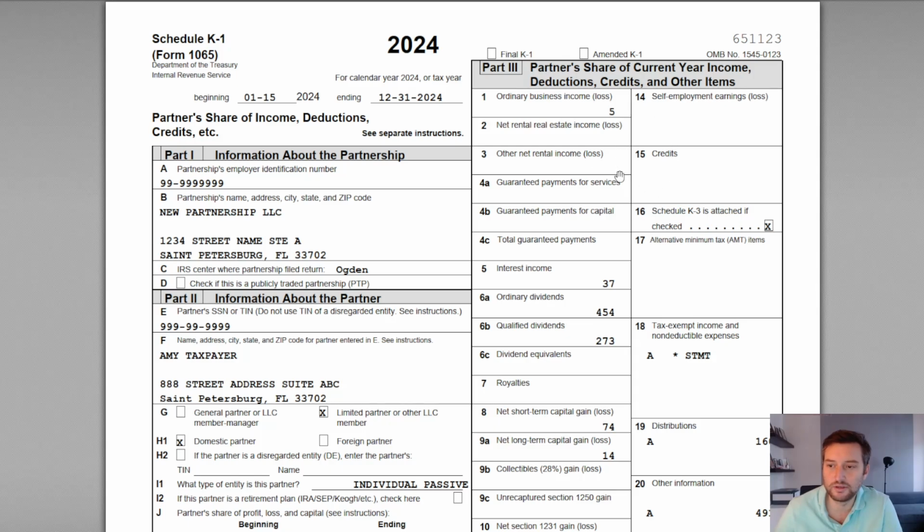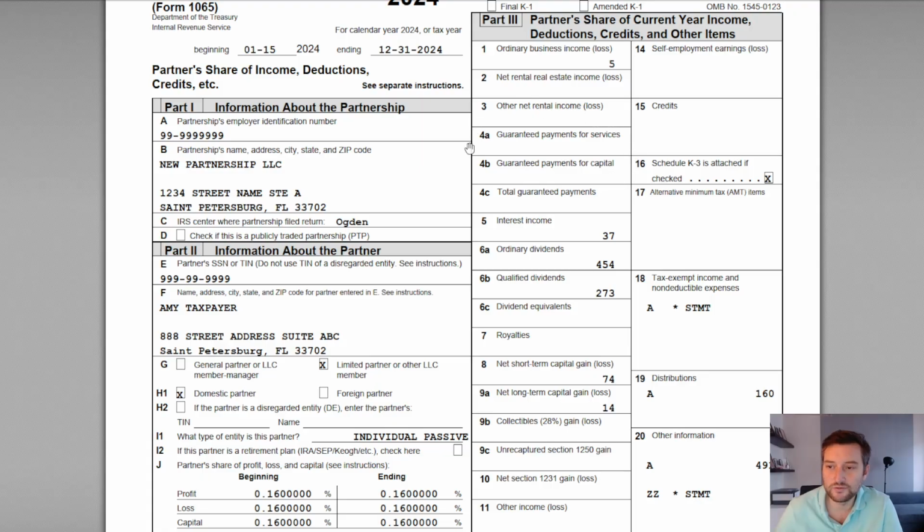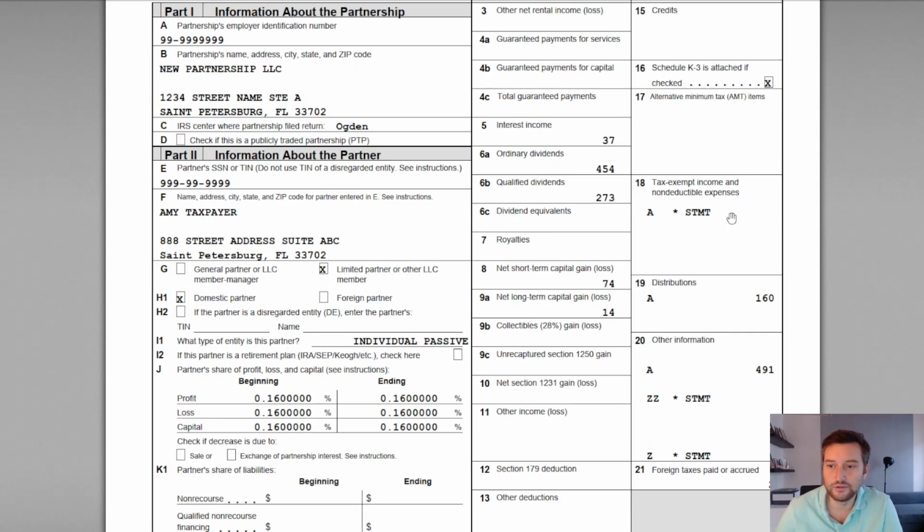Now you can see there's a number of other items here not applicable to this return, but if you have rental real estate income being allocated, that would also go to the 8582 and then Schedule E. Guaranteed payments for services or capital. If Amy was actively participating in this business and the partnership agreement provided for a guaranteed payment, so that's basically a wage, a fixed payment per month or per quarter, those amounts would be reported on lines 4A or B. Now onto the portfolio income section of the K-1. So we have interest income of $37.